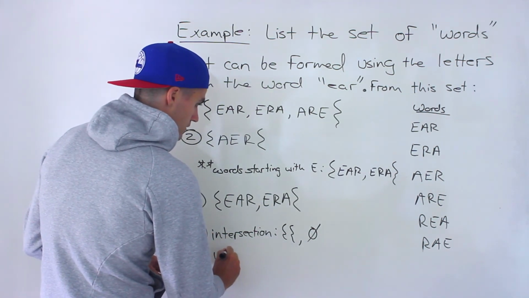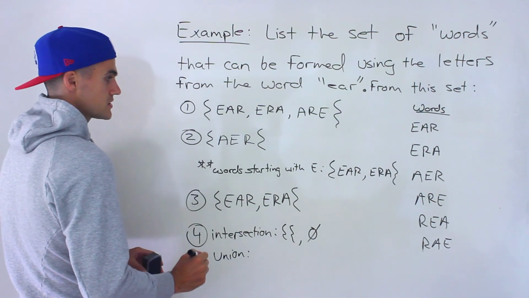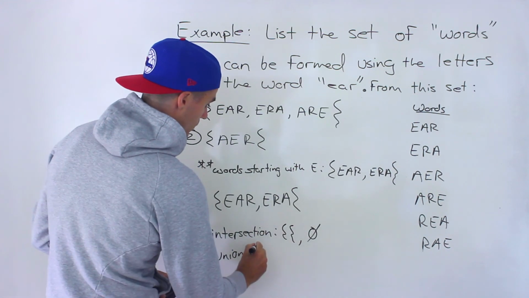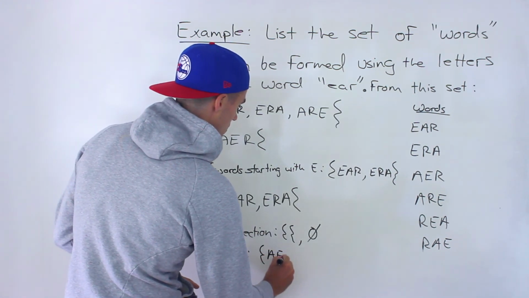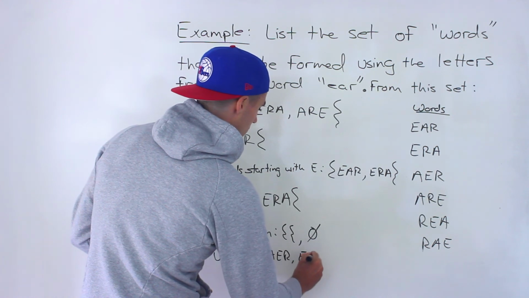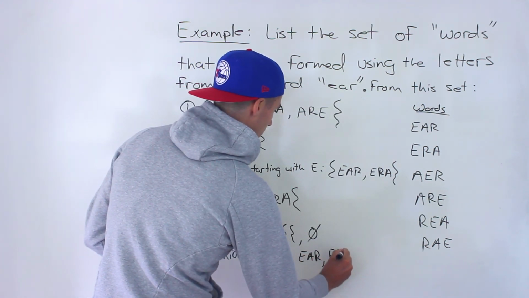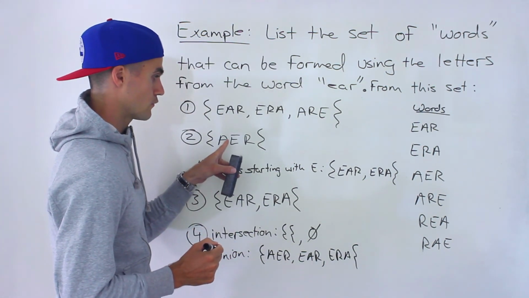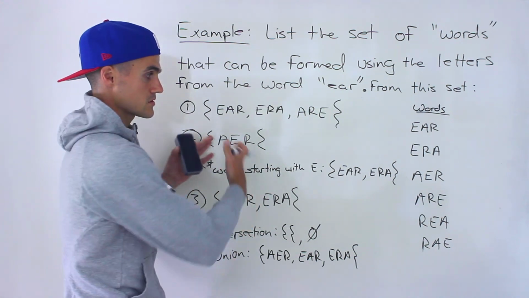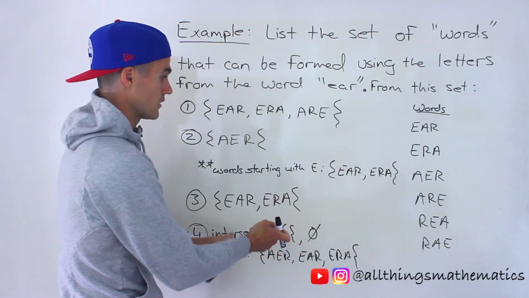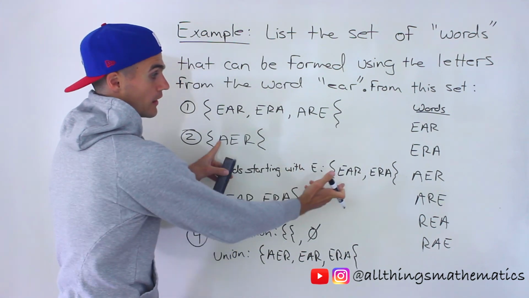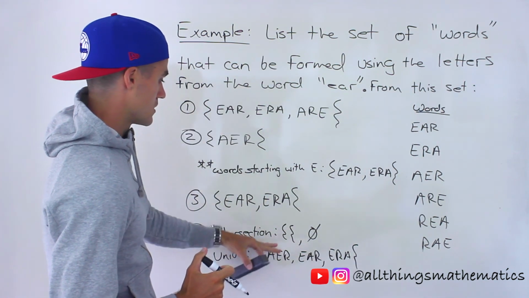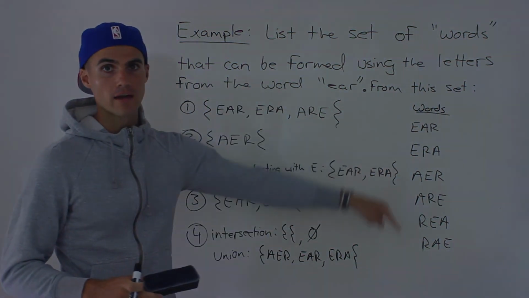But the union, what's the union set going to be? Well, it's either this or that. So we would actually list out all 3 of these. So it'd be AER, EAR, and then ERA. That's what the union would be, because the union, remember, it's from this or that. So it's basically all of the elements, while the intersection is this and that, and there's no elements that are in this and that. All right, so these are the different subsets from that universal set.